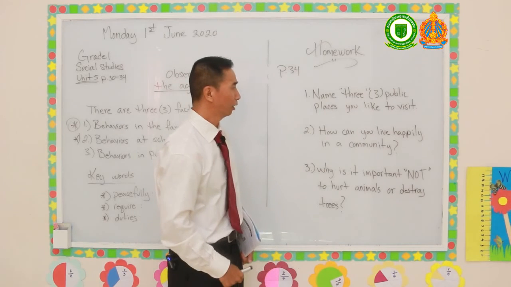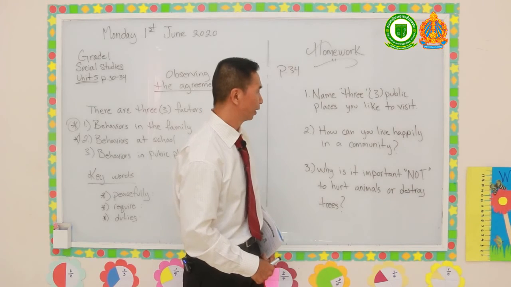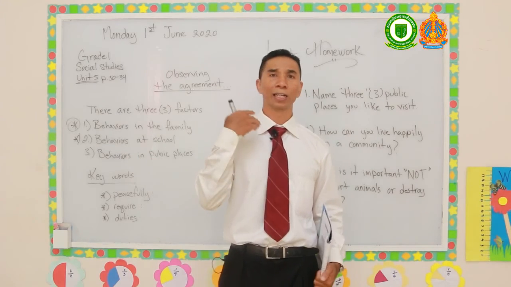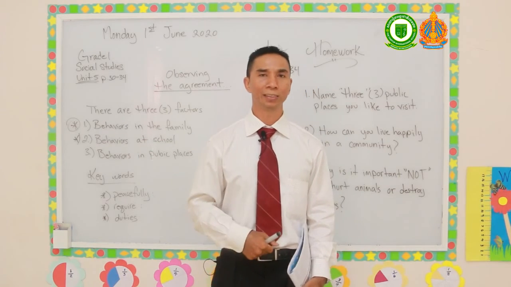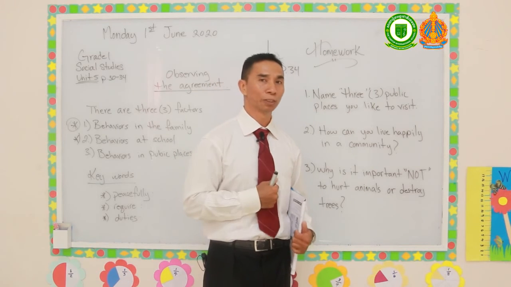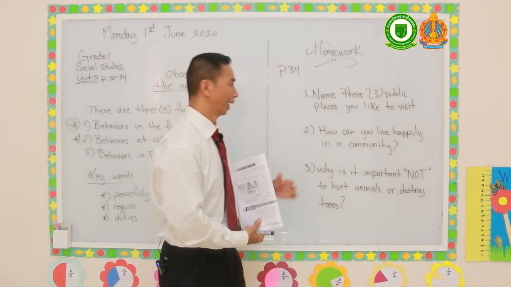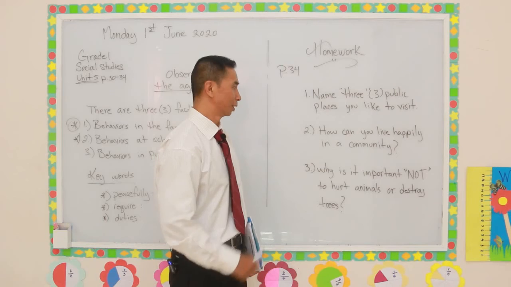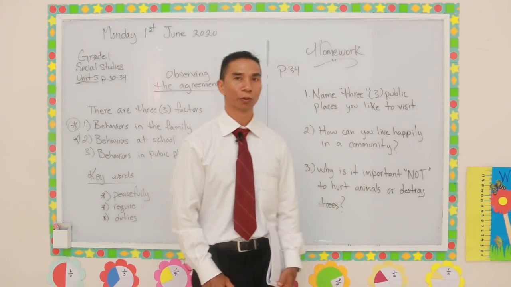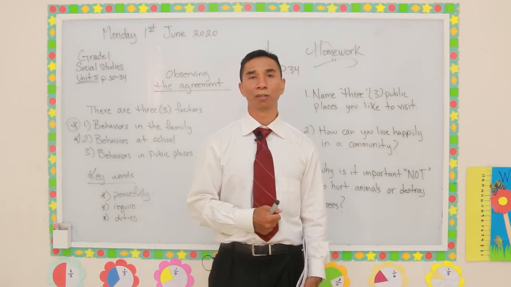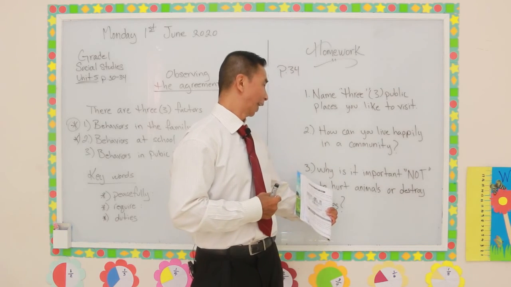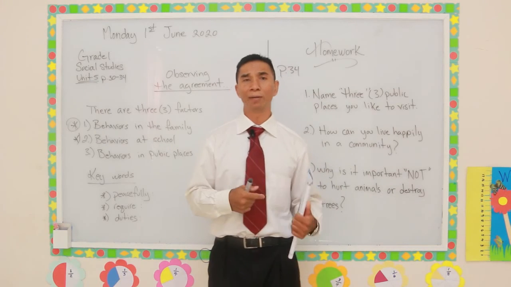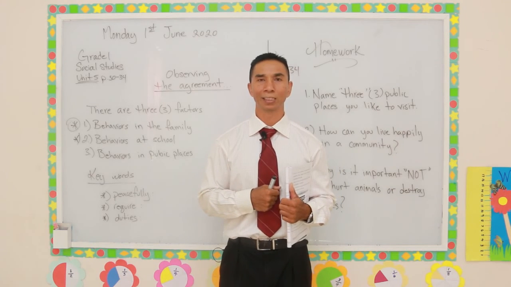Question number 2, how can you live together happily in a community? So, as I said earlier, how can you live together with your families, with your friends, and with the teachers happily? Are there supposed to be rules? Are there supposed to be laws? And how should we greet each other? And question number 3, why is it important not to hurt animals or destroy trees? Why is it important? Why should we save the animals and save the trees? For a better future, for a better living environment, or just to make sure the environment looks nice and pretty?